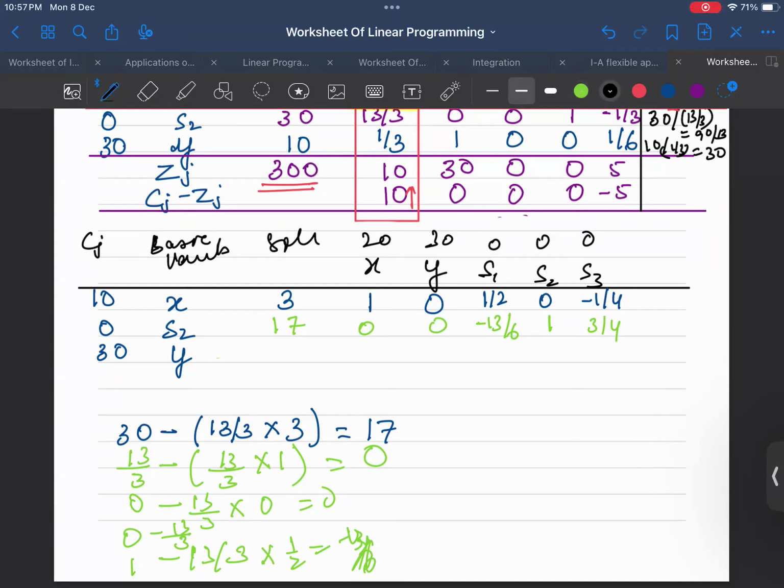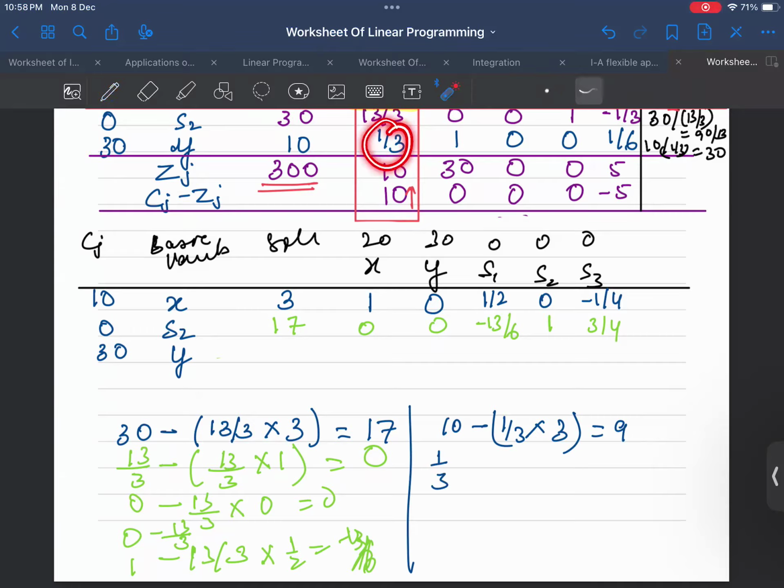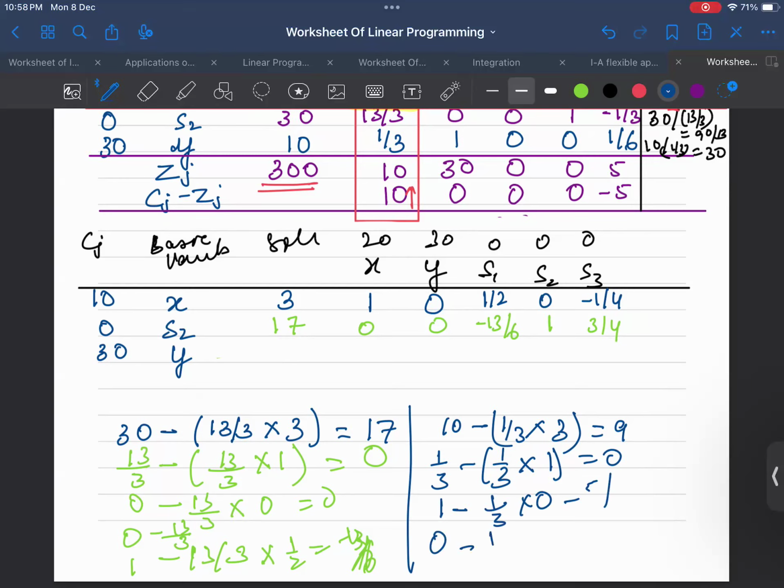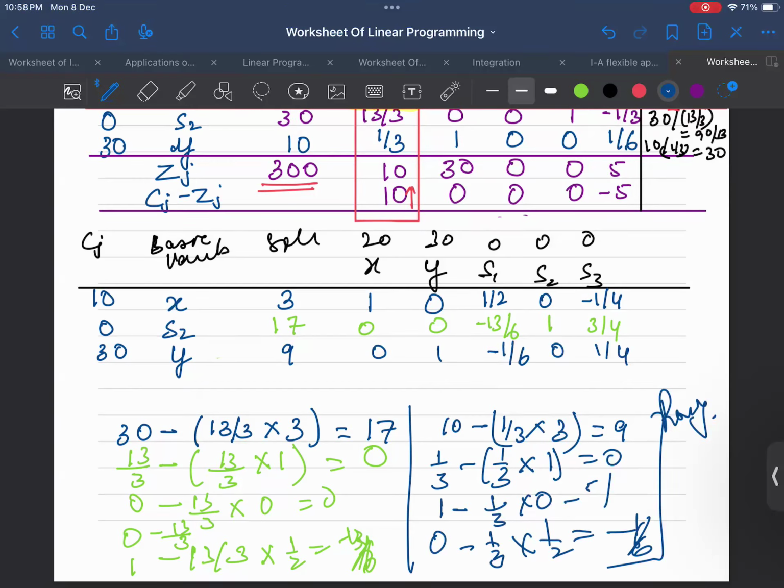अब y वाले कॉलम के लिए हमारे पहले वैल्यूज कितनी है? 10, 10 माइनस कॉरस्पॉन्डिंग 1/3 मल्टीप्लाई बाय उसके न्यू वाली 3 थी, वी विल गेट द वैल्यू 9. इधर है 1/3, 1 माइनस 1/3 मल्टीप्लाई बाय 0 आ गया 1, इधर आ गया 0 माइनस 1/3 हाफ इक्वल्स टू 1/6. इसको आप सॉल्व कर लेना अपने आप, आपका इजीली होता जाएगा. ये रो y के लिए मैंने निकाला है, ठीक है. इधर वैल्यूज आ रही हैं आपकी 9, 0, 1, 1/6, 0, 1/4. आप सॉल्व करोगे, आपको इजीली हो जाएगा ये.